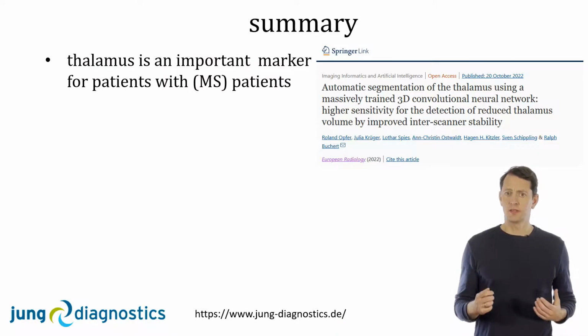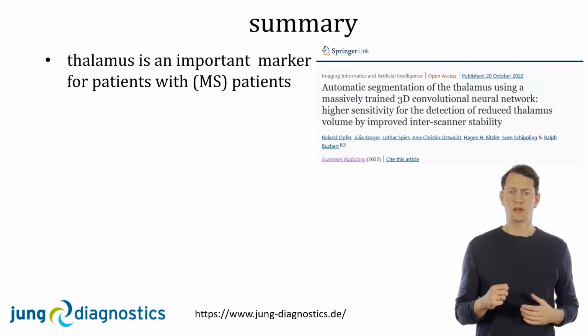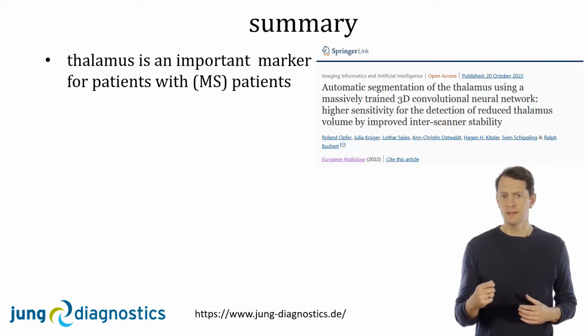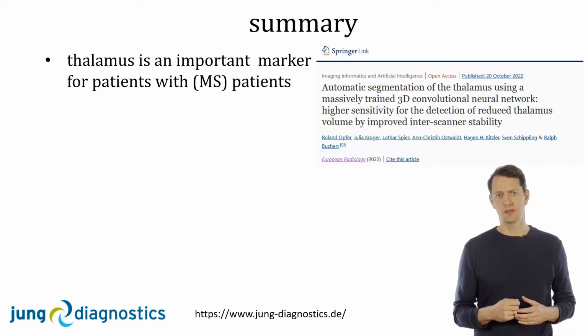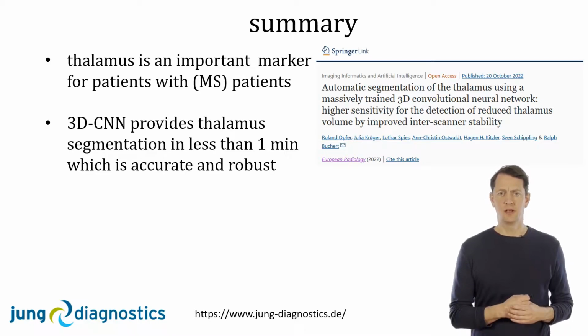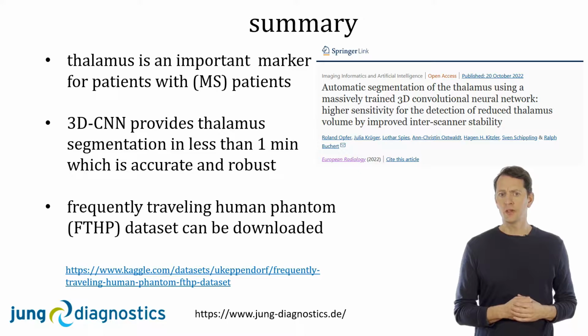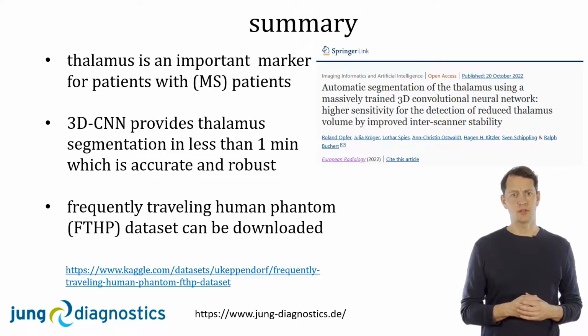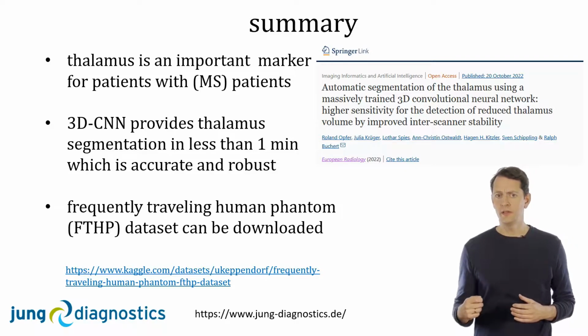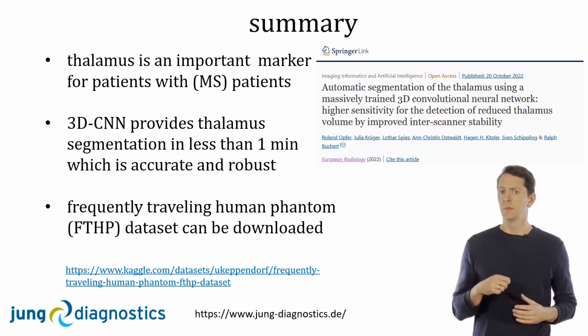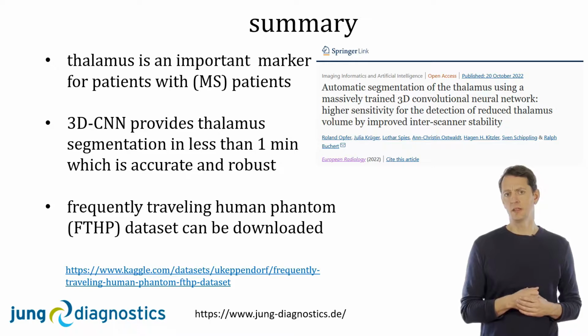So in summary, the thalamus is an important marker for patients with MS. The proposed 3D CNN provides thalamus segmentations in less than 1 minute, which is accurate and robust. The Frequently Traveling Human Phantom dataset can be downloaded for free. If you want to know details about the proposed method, please follow the link under this video.